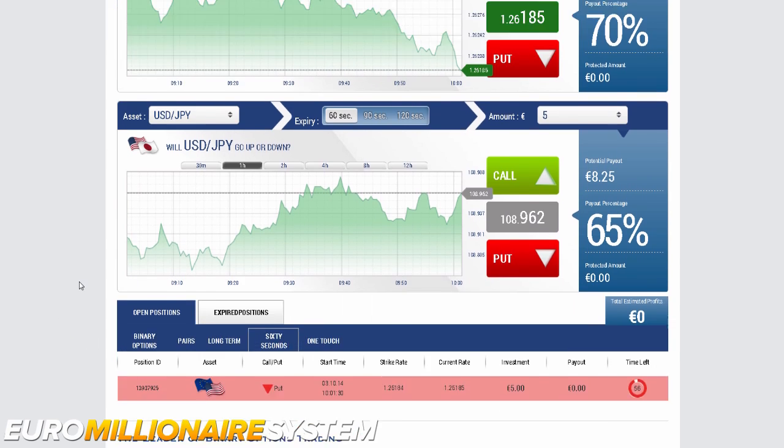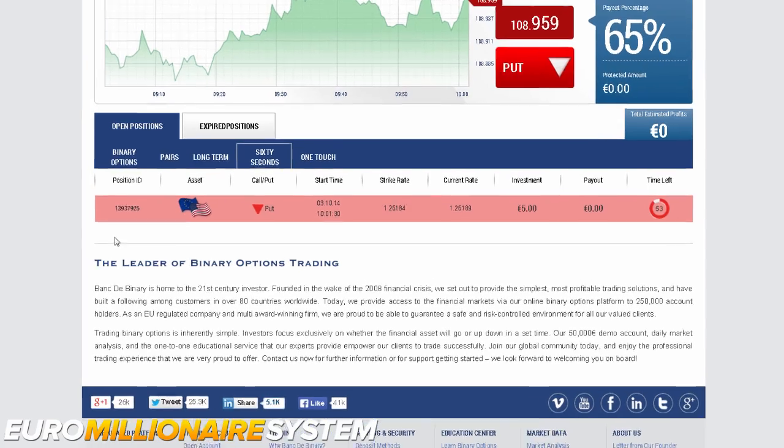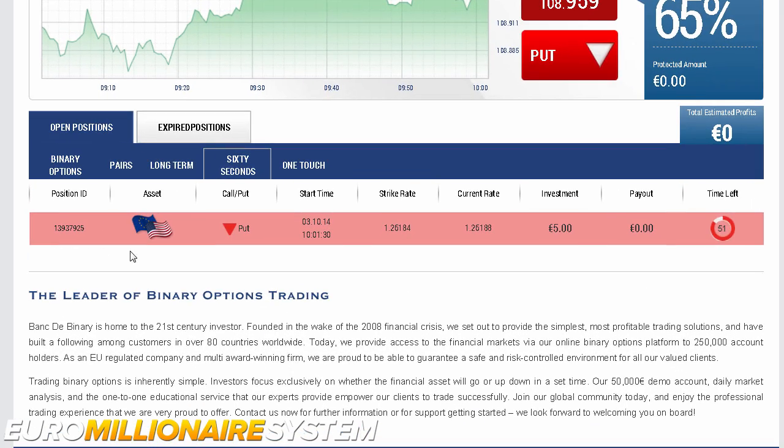Alright, so just like before, you can see all of the necessary information concerning the trade that we've just placed. This section right here shows us the details of the trade that we've just opened, and here you can see the amount of time left until the trade expires. So again, if we win this trade, we should be looking at another €8.5 payout, so a total profit of €3.5. You can keep track of how the pair is currently doing by looking under Current Rate.